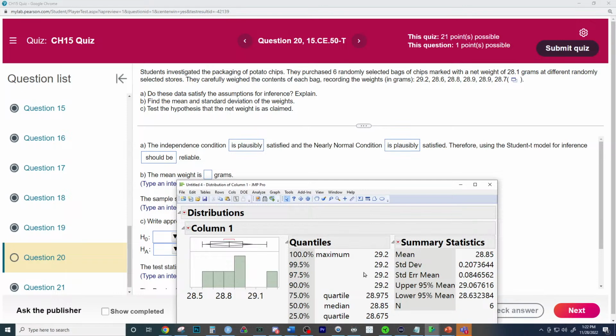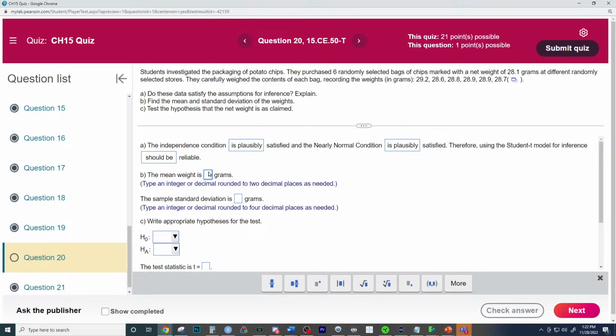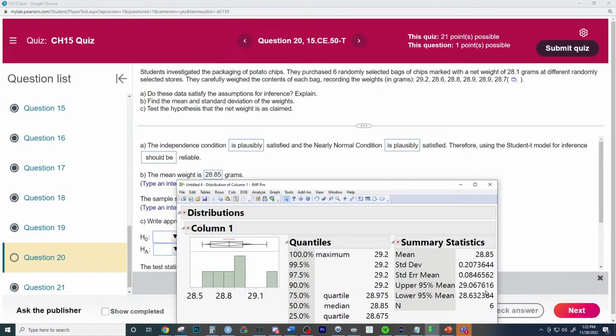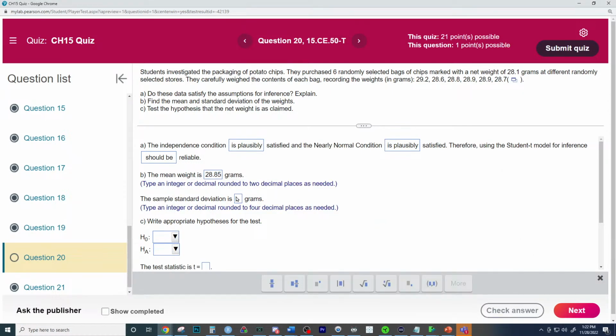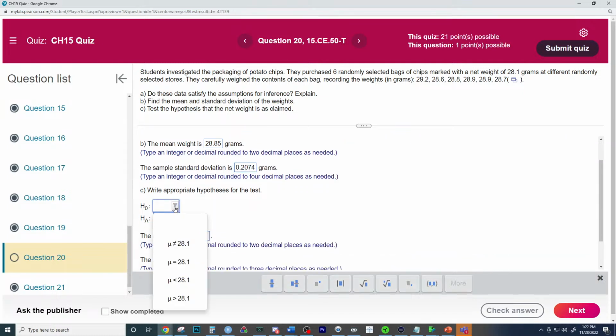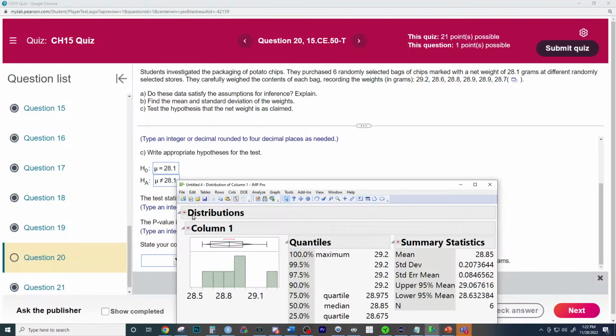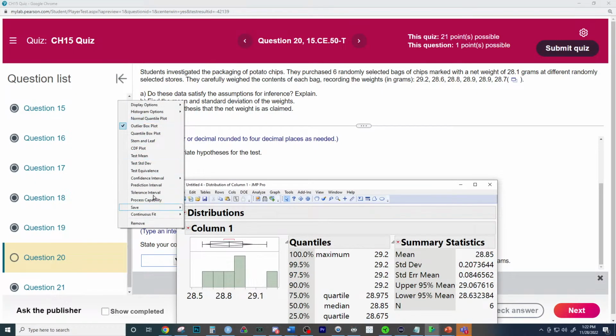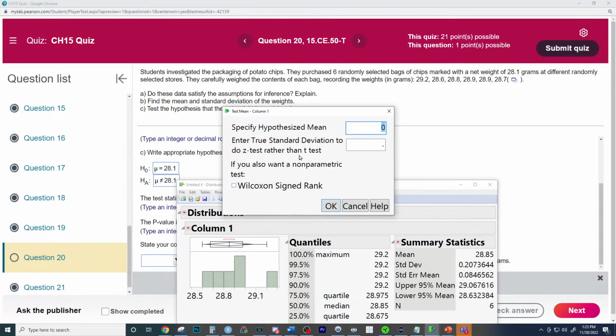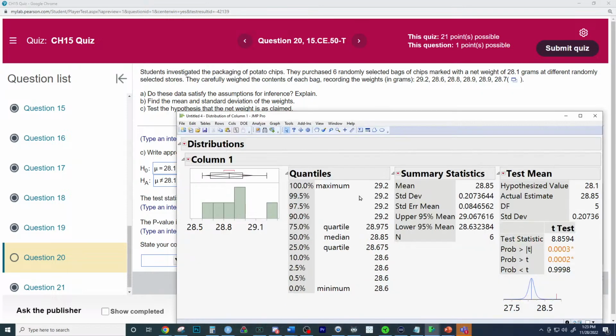The mean weight of the chips is 28.85. The standard deviation is 0.2074. The null is that it is equal to the hypothesized amount, what they said is true, and the alternative is that it is not equal. The t-statistic, we once again need to run the t-test on this. Go here to test mean and put in the hypothesized value of 28.1 and run it.